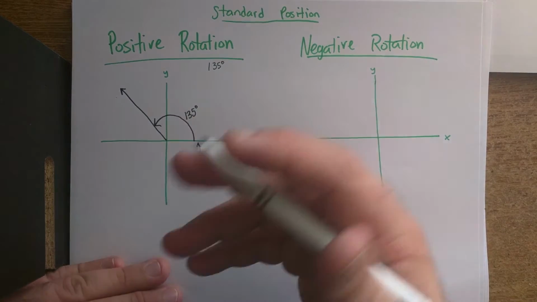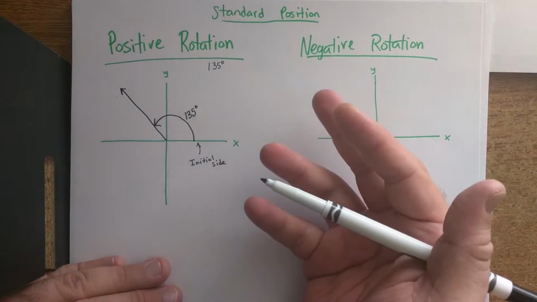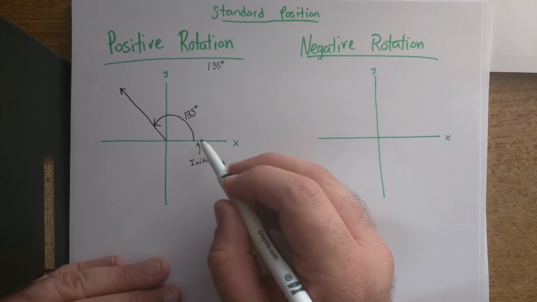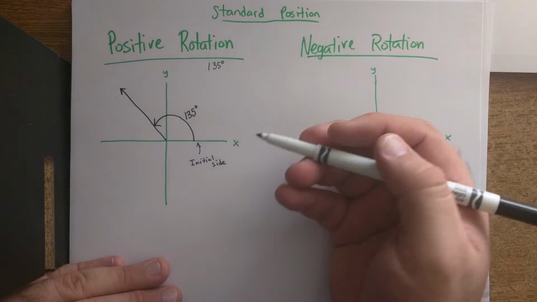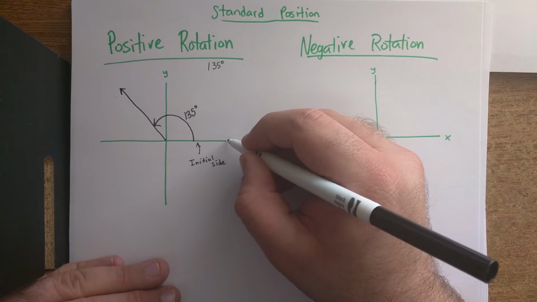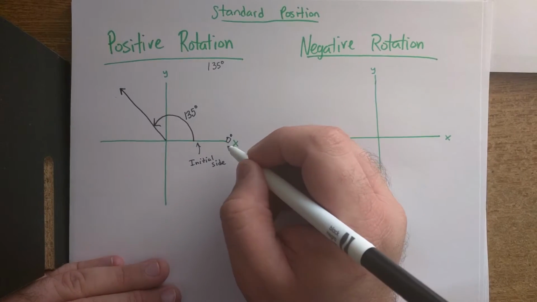Okay, so I just want to talk a little bit more about that. Imagine you had an angle of 0 degrees. Where would that be? Well, if your initial side of the angle is right here and it's 0 degrees, that means that it doesn't open up at all. So by definition, this right here, the initial side, is 0 degrees.